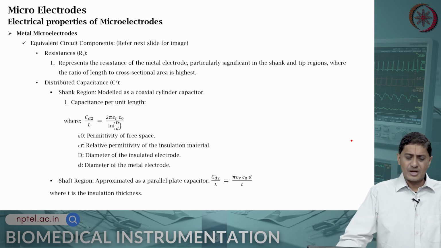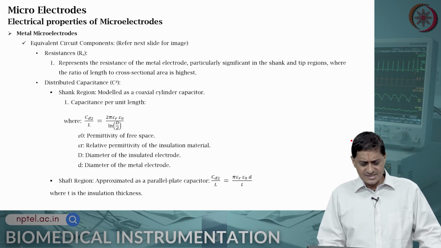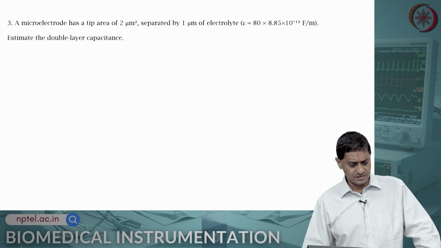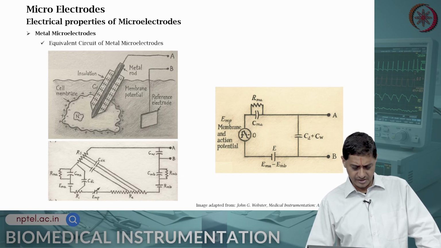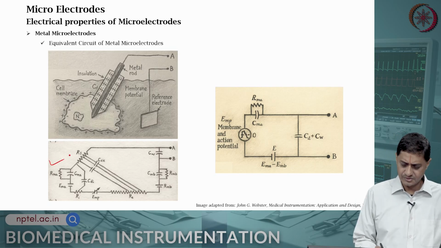What are some of the electrical properties of these? Resistances. What are the various components of the equivalent circuit? This is the equivalent circuit of a microelectrode.